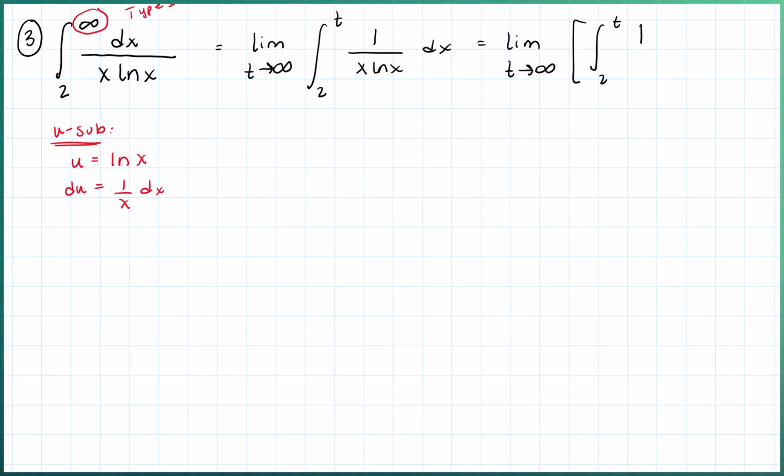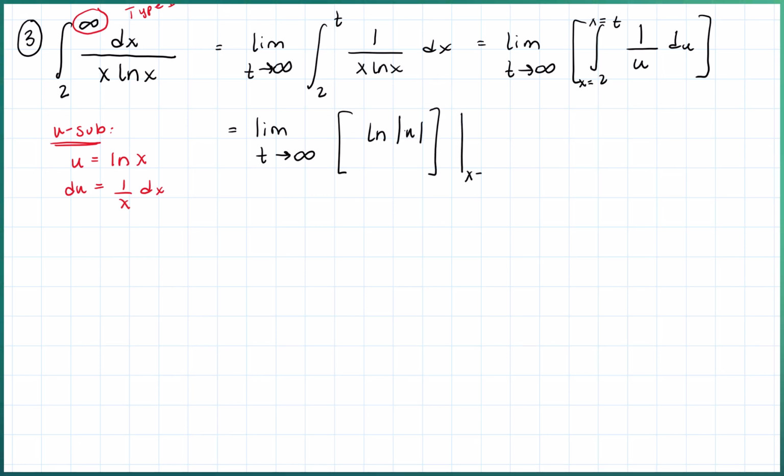This is going to become 1 over u. The 1 over x dx becomes my du. Now, I will just remember that these are in terms of x. I guess we could switch them over to be in terms of u, but I'm going to just leave them in terms of x and follow it through. So the limit as t is approaching infinity, the integral of 1 over u is the natural log of the absolute value of u.